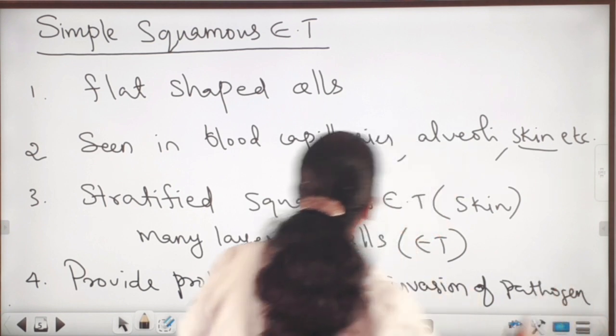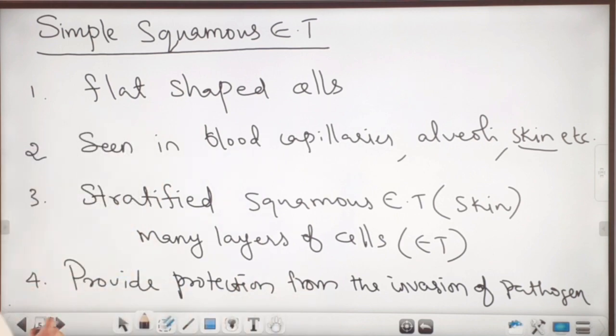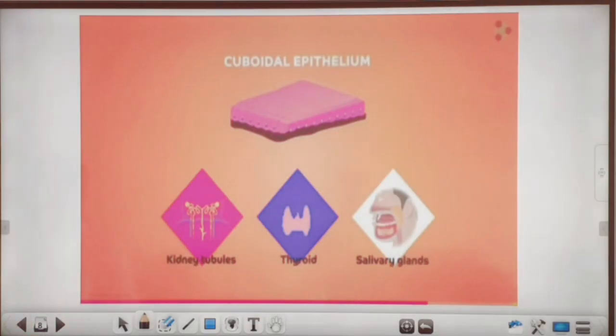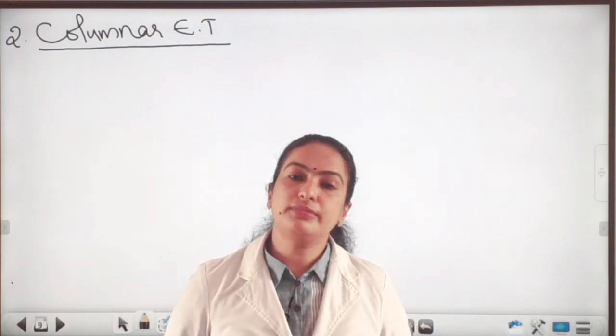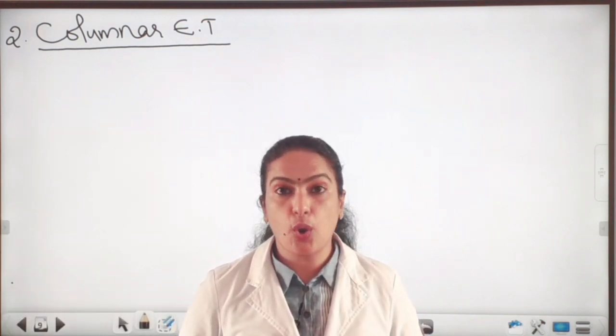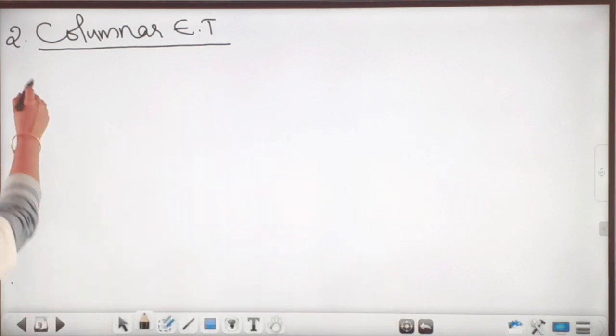So this is the function of simple squamous epithelial tissue. And next we can see the next type of epithelial tissue, that is columnar epithelial tissue. The columnar epithelial tissue is made of column-like cells or pillar-like cells. That is the first point.